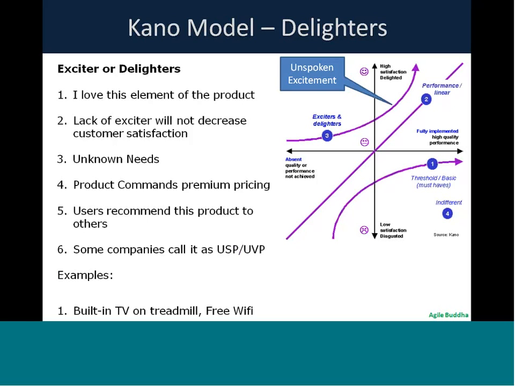Some examples I can talk about are things like having a built-in TV on your treadmill, or free Wi-Fi. You know what? My job requires a little bit of travel. So when I enter a hotel room, I end up giving a good amount of money just to access the internet. And every time I'm unhappy providing so much money just to access the internet.